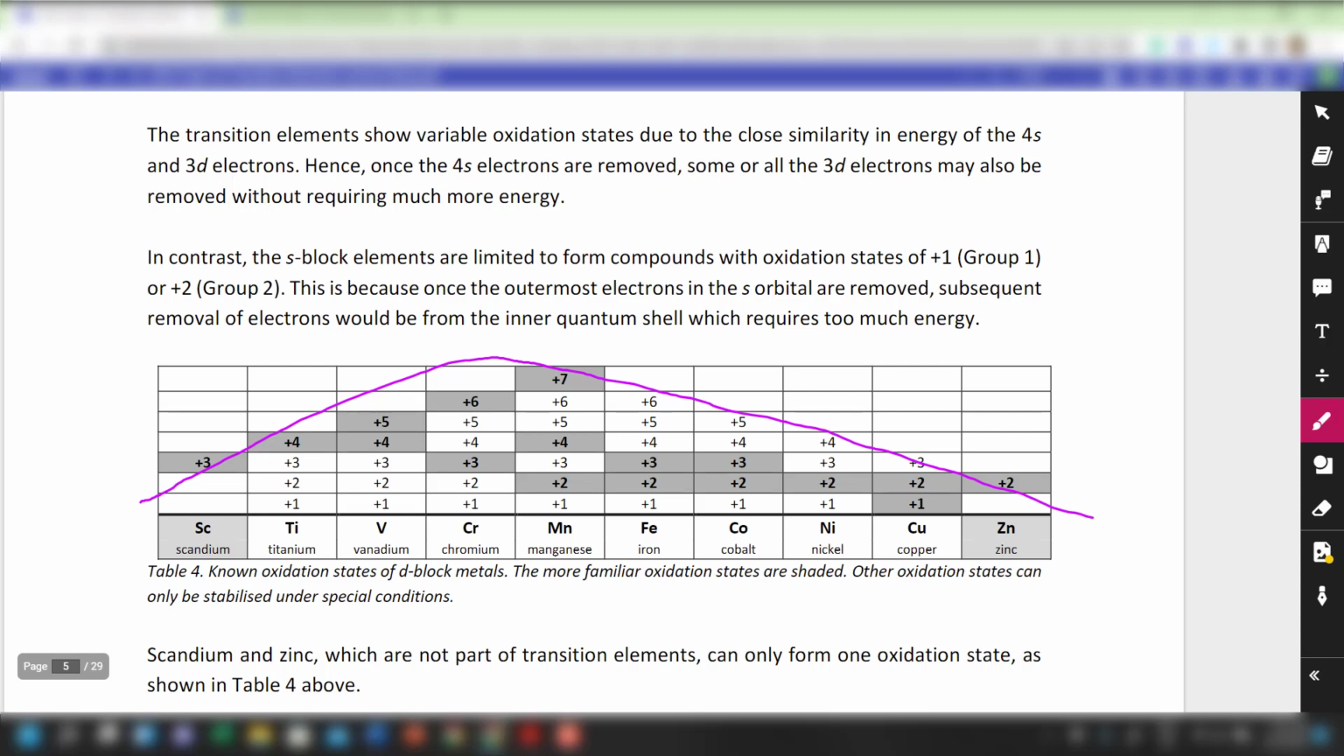In contrast, the s-block elements can only form the +1 oxidation state for group 1 and +2 oxidation state for group 2. You are not able to remove any electrons beyond the outermost shell, because that will require too much energy. So remember, in atomic structure, for group 2 elements, the third IE is usually very high in energy because that involves removing electrons from the inner quantum shell.